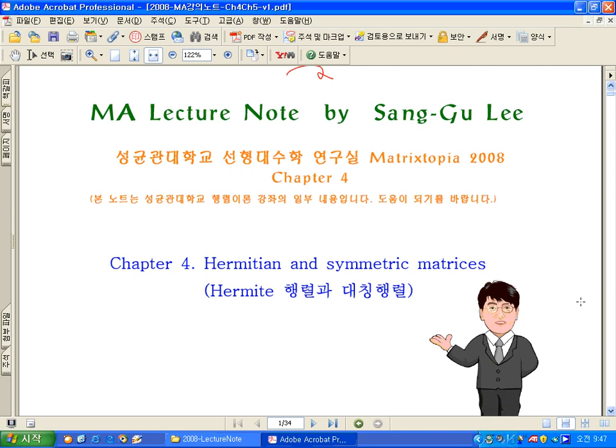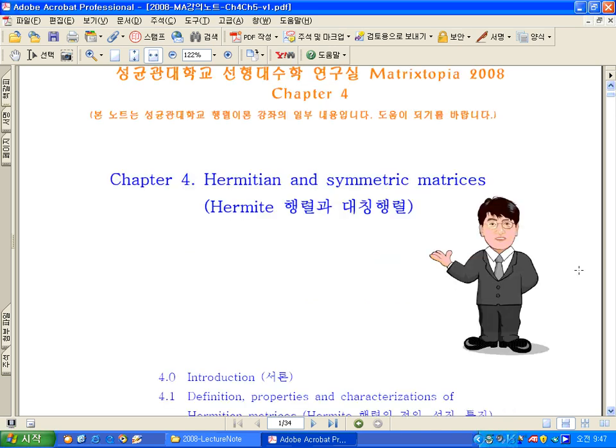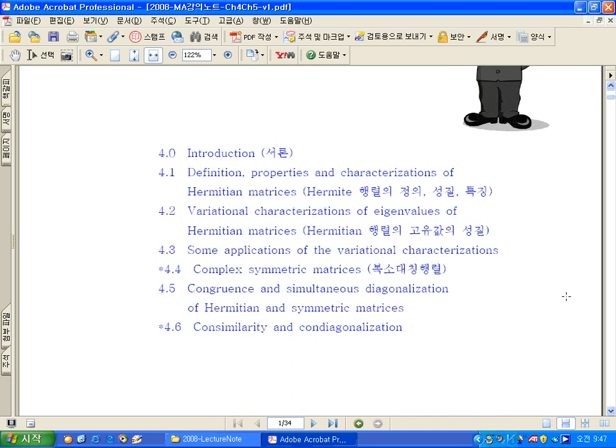Today we will finish up chapter 4 on Hermitian and symmetric matrices. We had the motivation of Hermitian matrices, such as the Jacobian matrix and quadratic forms. And we had the definition, properties, and characterization of Hermitian matrices.